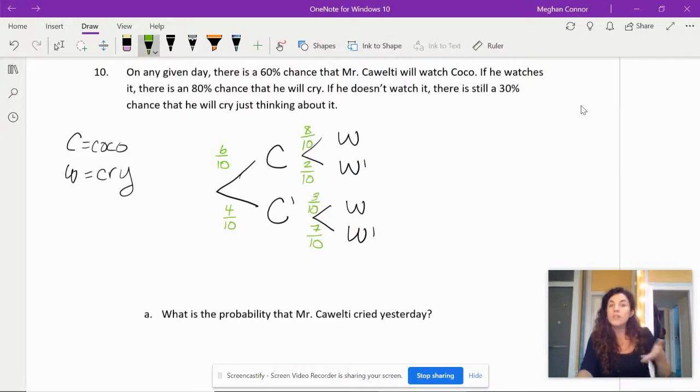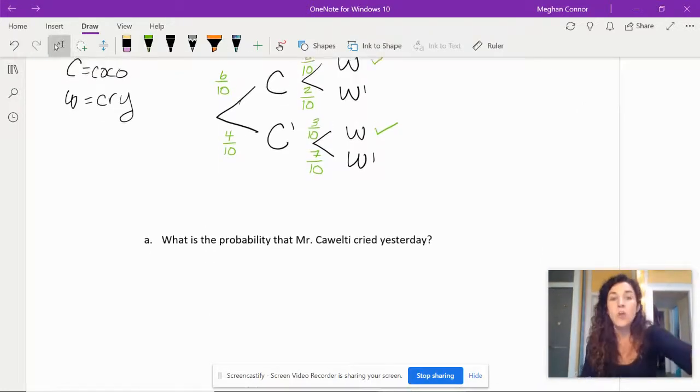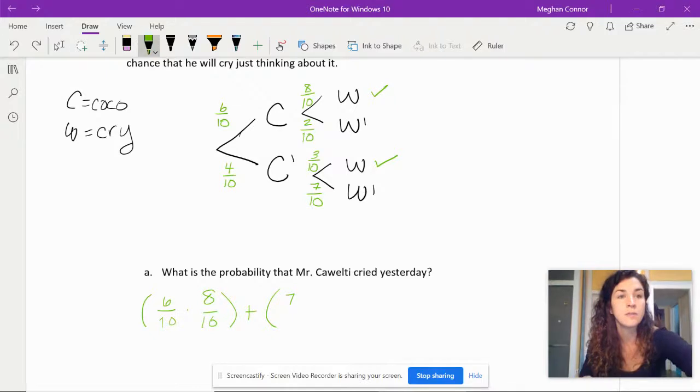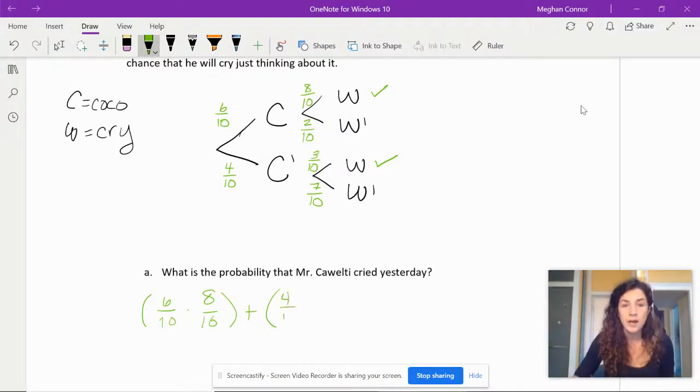So what is the probability that Mr. Quelty cried yesterday? This is just the probability that he cried. So we need to go through and figure out, where did he cry? Well, he cried in this situation. He also cried in this situation. So there's either this or that. So you need to find the probability of each of them and then add them together. So the probability of Coco and crying is here. 6 out of 10 times 8 out of 10 plus not watching Coco, 4 out of 10 times, so not watching Coco and then crying would be 3 out of 10.